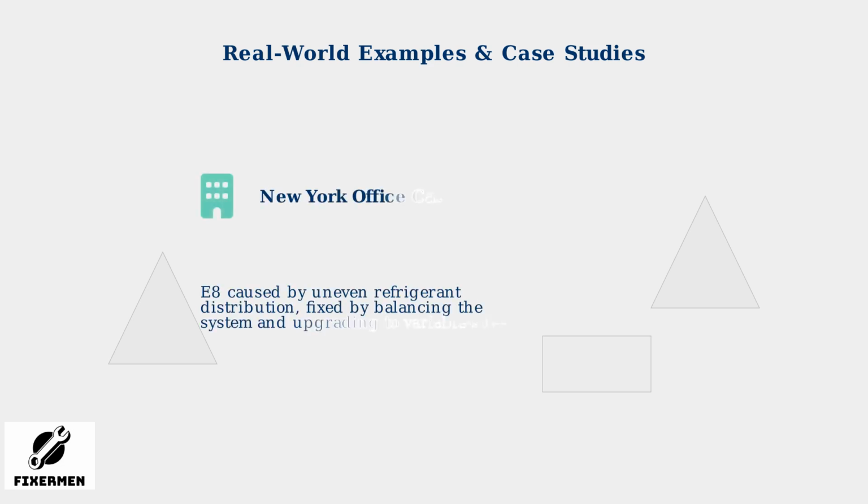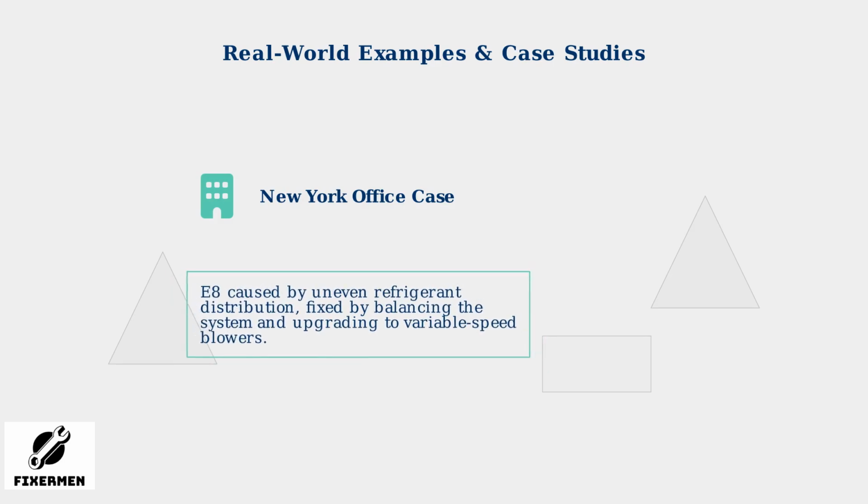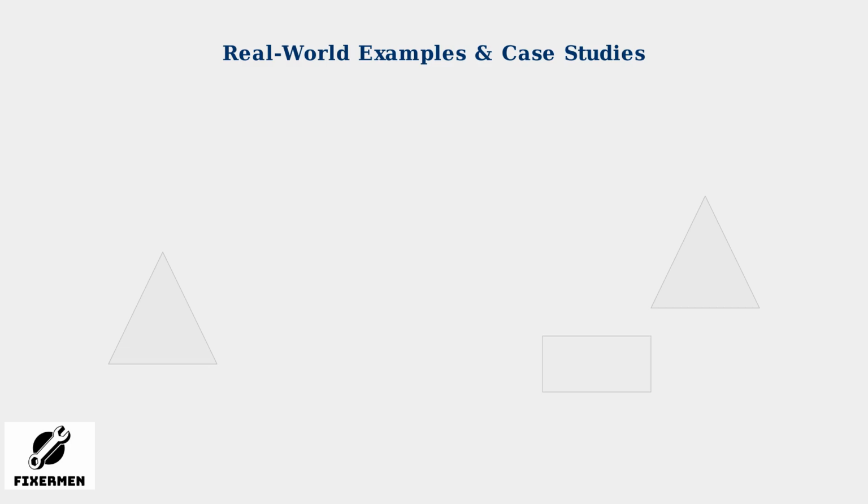In a commercial setting, a New York office building with multiple Carrier units encountered E8 errors during peak summer loads. The root cause was uneven refrigerant distribution across the system. Technicians balanced the refrigerant levels and upgraded to variable speed blowers, reducing energy costs and preventing future overloads.